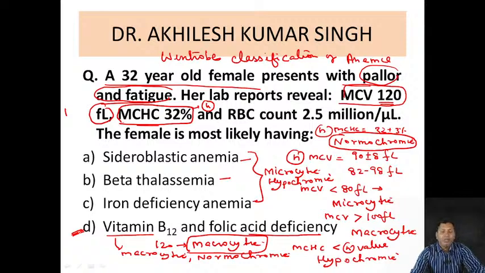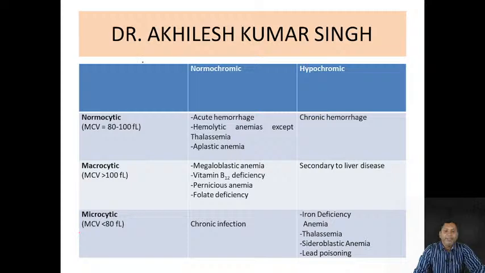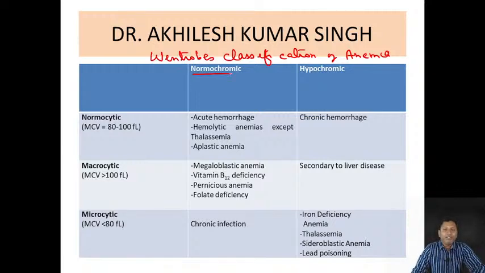Now let us look at this table here. So what is this table showing? This table is showing the Wintrobe's classification of anemia, right? In the Wintrobe's classification, the normochromic, hypochromic. Remember this, it is very frequently asked in the exam. So microcytic, hypochromic. Remember the mnemonic here, LIST: L for lead poisoning, I for iron deficiency anemia, S for sideroblastic anemia, and T for thalassemia.